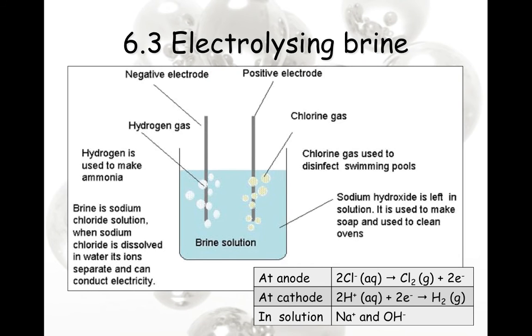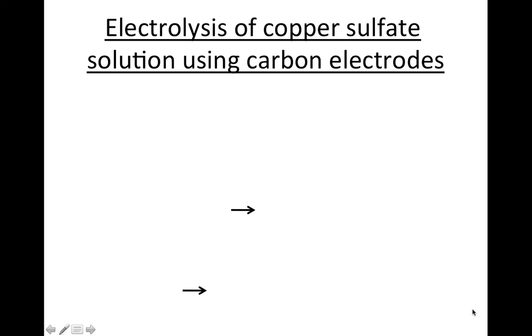And here are the reactions. So here's electrolyzing brine. And again, it's talking about what happens at electrodes and what's ending up in solution, essentially unreacted. So the next video will start here. That's the electrolysis of copper sulfate using inert electrodes.